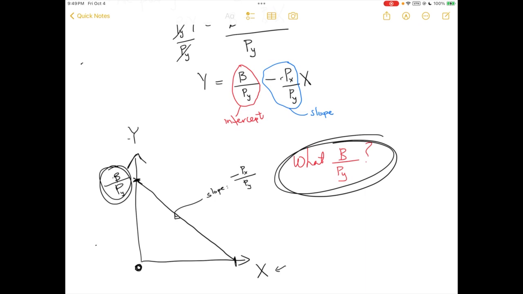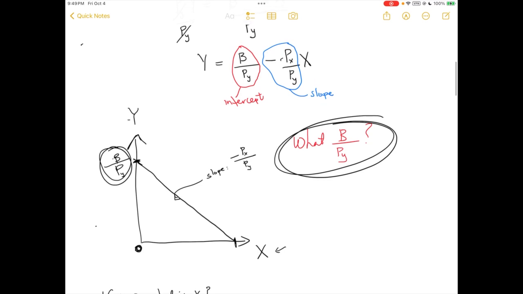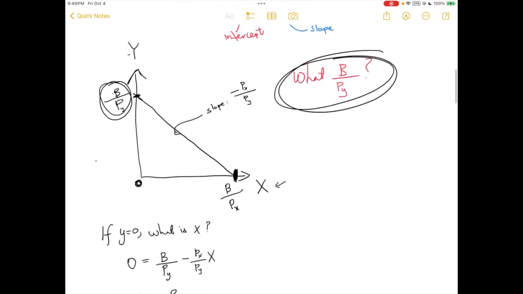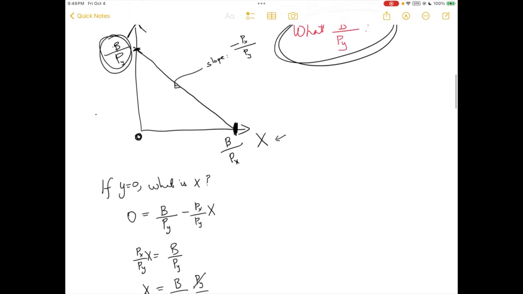In that same spirit, we are going to think of this intercept here, right? Hopefully you can see where my markings are. Intercept here, and you guessed it, that is b over px, because at that point you're buying 0 good Y and only dedicating the budget to good X. So we divide the budget by px, the price of good X. All right. So this is how you calculate the intercept along the x-axis.